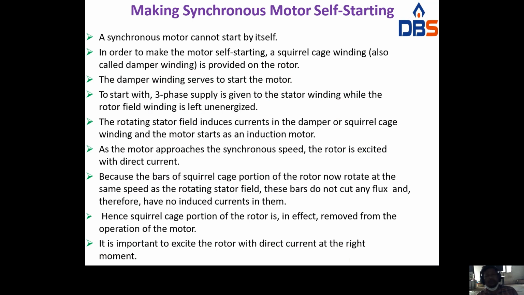Now, how can you make a synchronous motor self-starting? It is done by using damper windings. A synchronous motor cannot start by itself. In order to make the motor self-starting, a squirrel cage winding is provided on the rotor. The damper winding serves to start the motor.